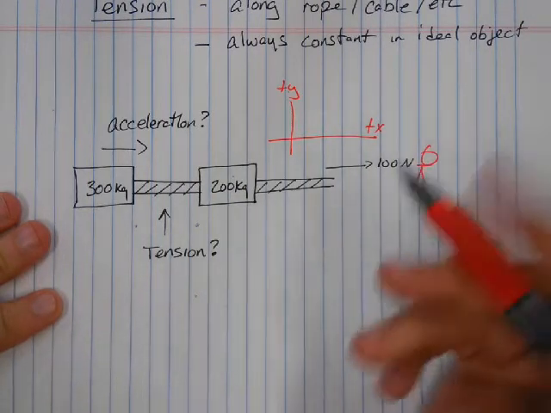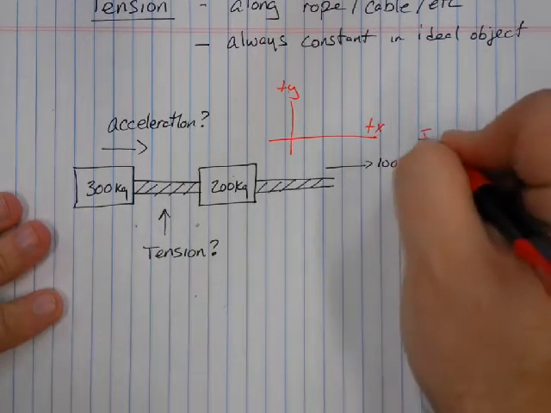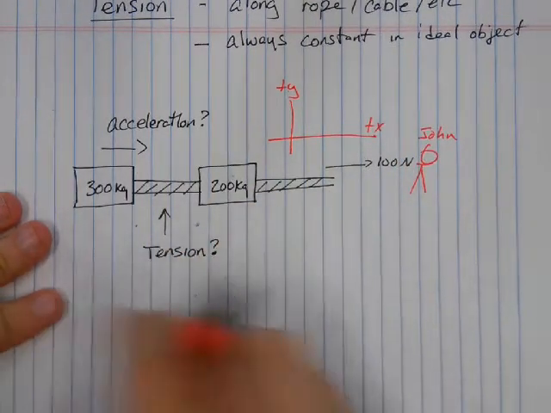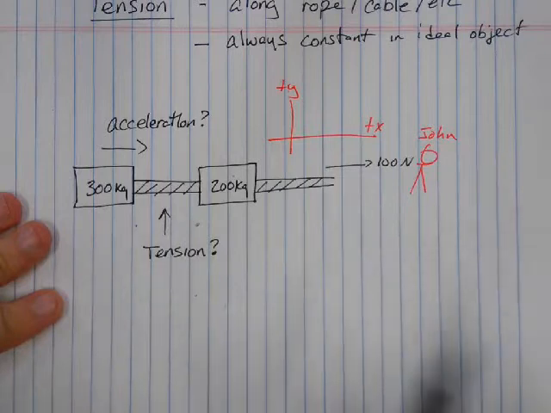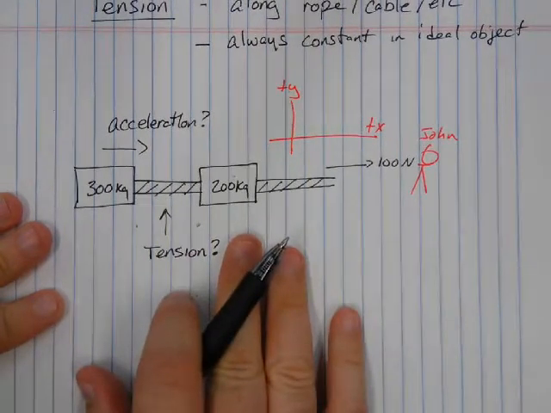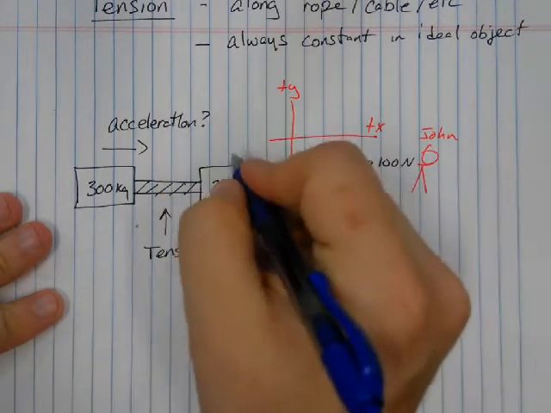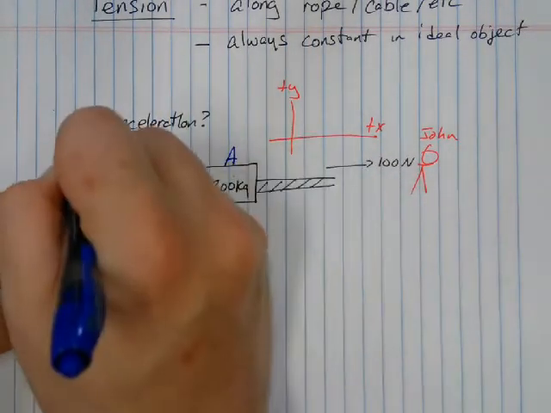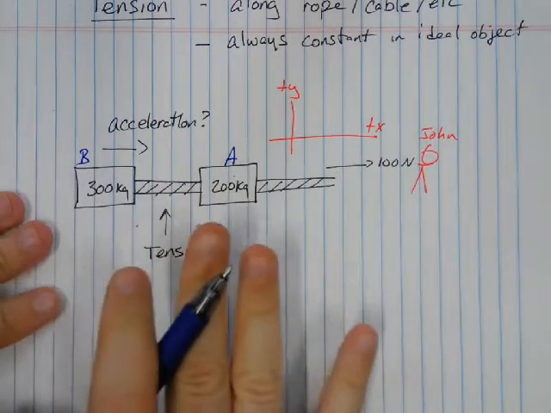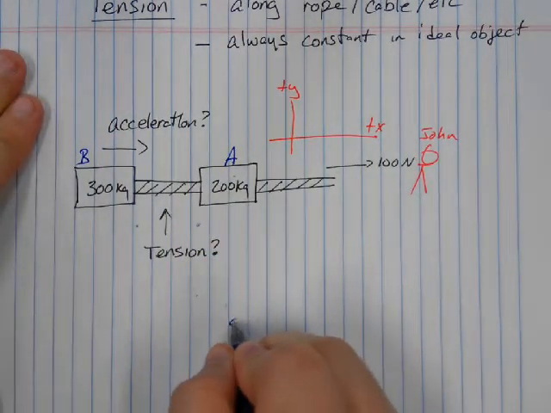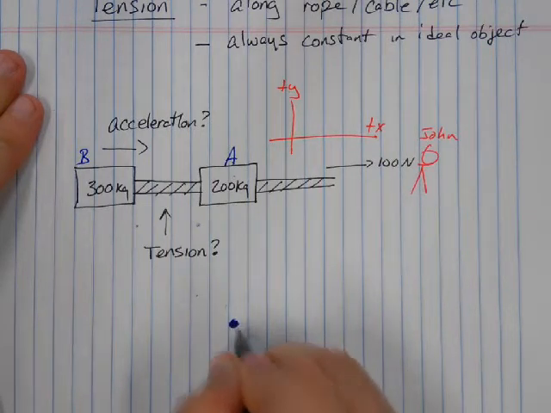We need to give this person a name. Let's say John. Right. Just so that we can label the forces on these appropriately. So what we're going to do is label these boxes. I want to call this one A and this one B, so that we have consistent labeling. And now we're just going to draw in diagrams for these. This is the diagram for A.